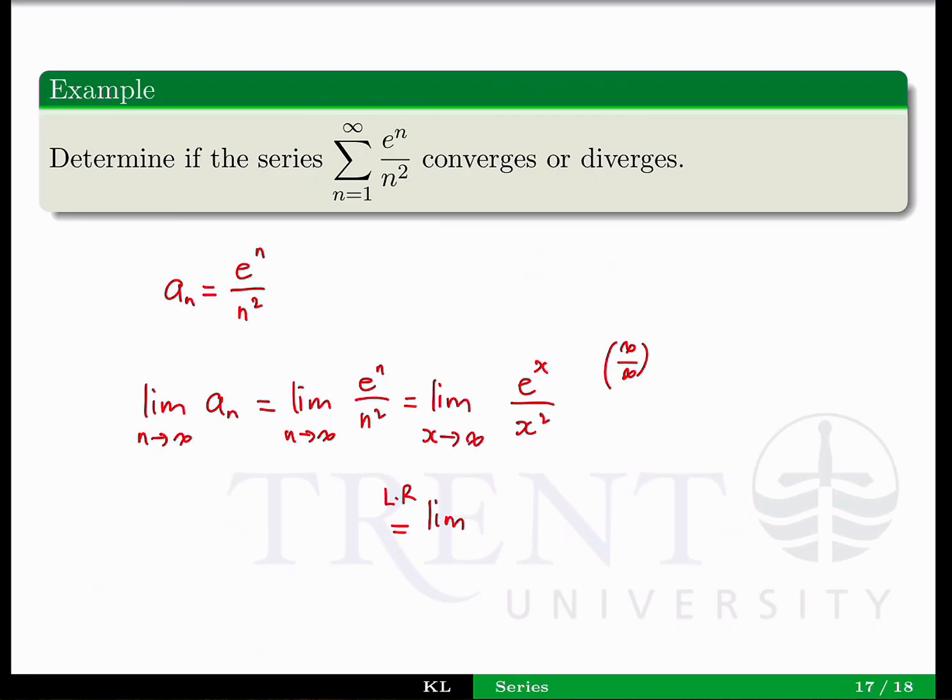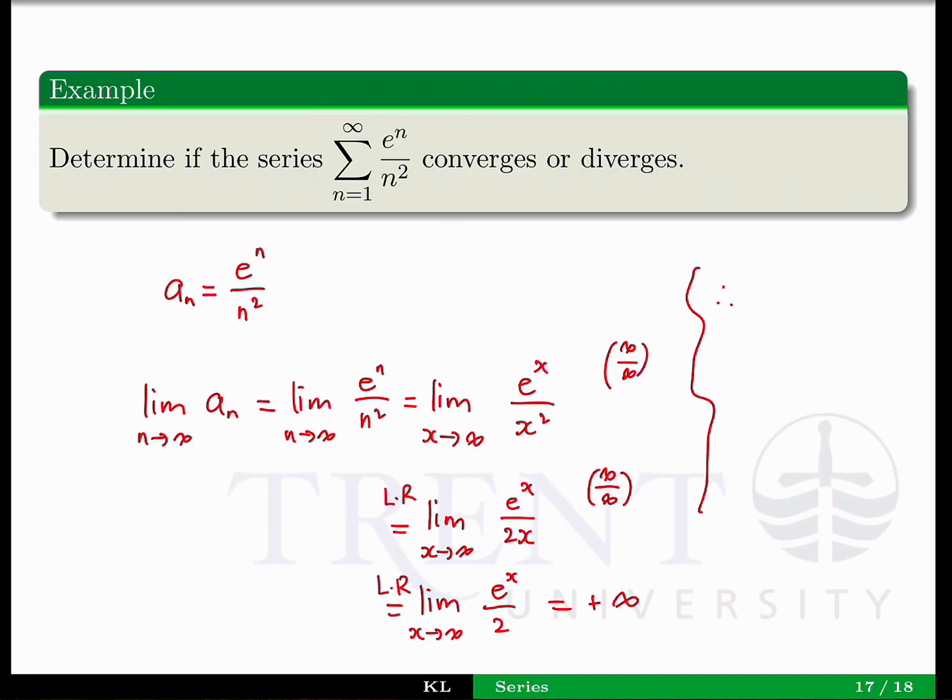By L'Hopital's rule, this is the limit as x approaches infinity. This is e to the x, this is 2x. And again, infinity over infinity, we can apply L'Hopital's rule again. Limit as x approaches infinity, e to the x over 2, but this is equal to plus infinity. As a conclusion, well, the series e to the n over n squared, from 1 up to plus infinity, this one is divergent.